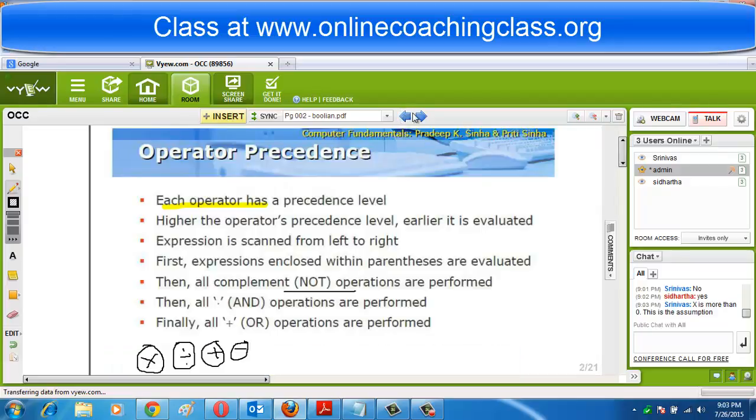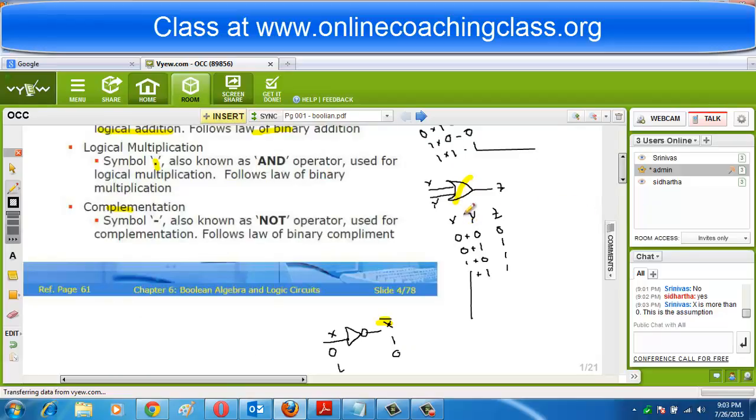See here, see this truth table. If y is equal to 0, then if x is equal to 0, the output will be 0. Am I right? If the value of x is equal to 1 and y is equal to 0, then the value of z is equal to what? 1. So that means the value of x is decided if y is equal to 0. Is it clear?